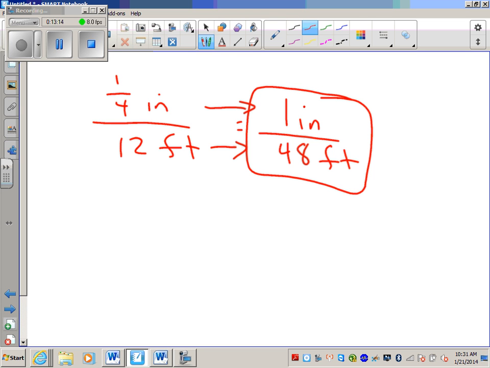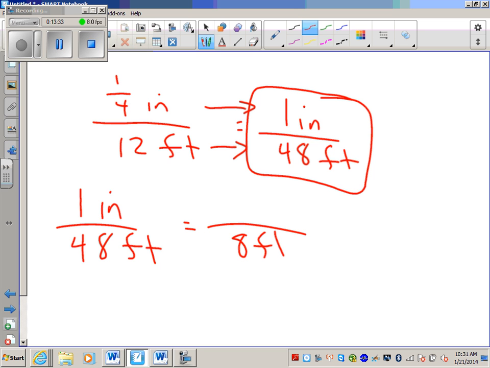Do you want to do number 10? Let's do it. All right, so what scale do you want to use? This one? Okay, this is number 10. 8 feet. Where's the 8 go? Right there?